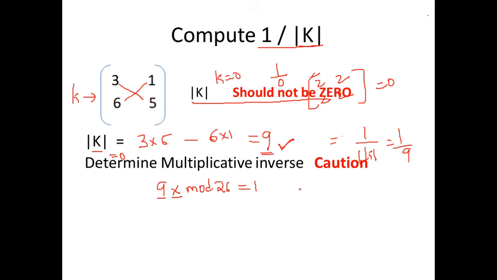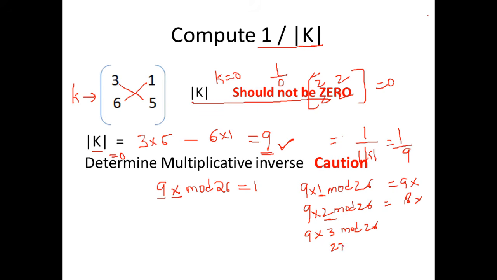So we can go with some trial and error here. 9 into 1 mod 26. That is 9 mod 26 is 9. So 1 is not the multiplicative inverse. 9 into 2 mod 26. That is 18 mod 26 is 18. Again 2 is not the multiplicative inverse. 9 into 3 mod 26. So 9 into 3 is 27 mod 26. So 27 mod 26 will be equal to 1, right? So 1 is equal to 1 here. So the multiplicative inverse here is 3.